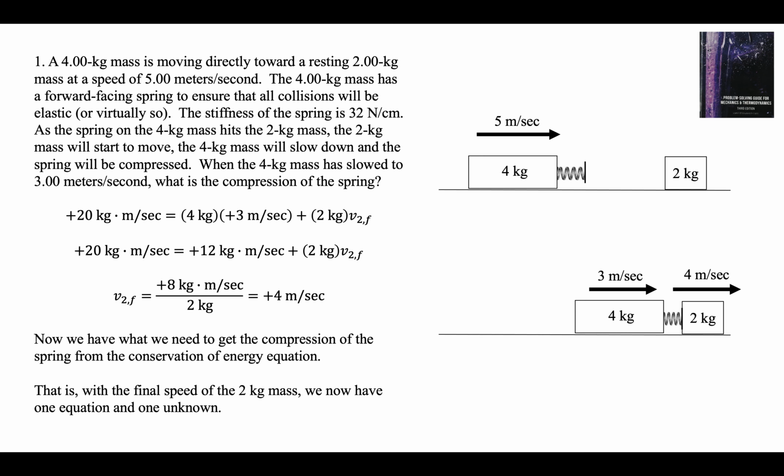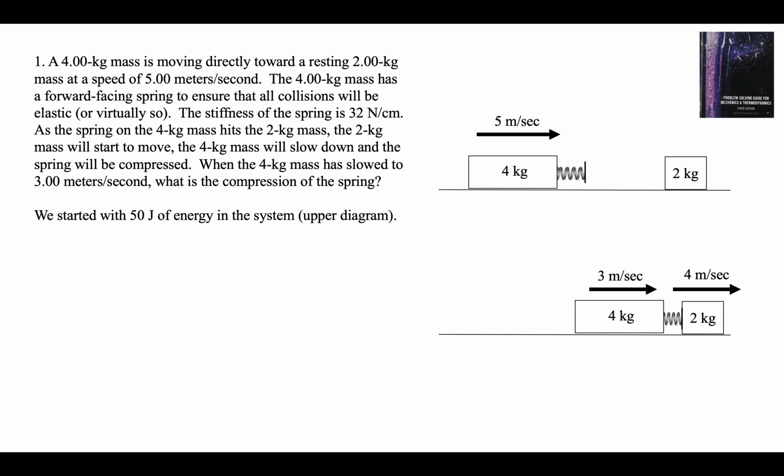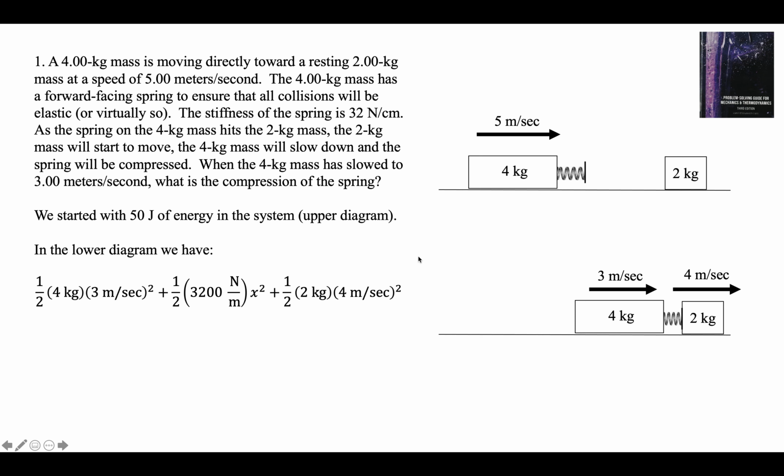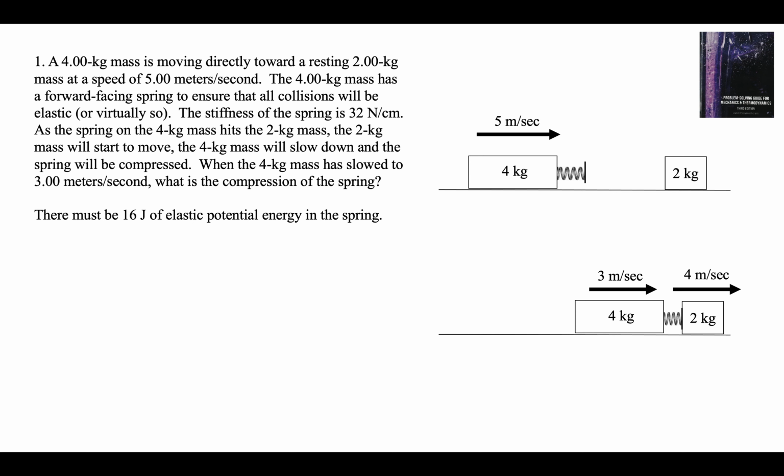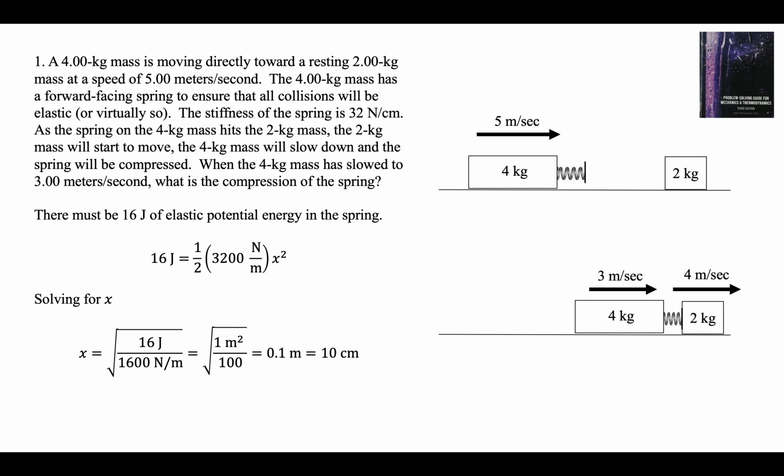Now we can use the conservation of energy equation. We know the speed of the 2 kilogram mass. So we had 50 joules initially. We have 50 joules finally. And we can calculate this. That's 18. We can calculate this. That's 16. So we have 18 joules of kinetic energy in the 4 kilogram mass, 16 joules of kinetic energy in the 2 kilogram mass. We started with 50 joules. The spring has to have 16 joules of energy in order for energy to be conserved. There must be 16 joules of elastic potential energy in the spring, and that's 1/2 kx squared, and we can solve for x. 0.1 meters, which is 10 centimeters.